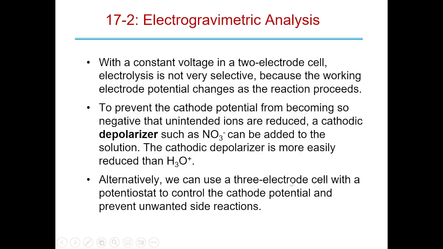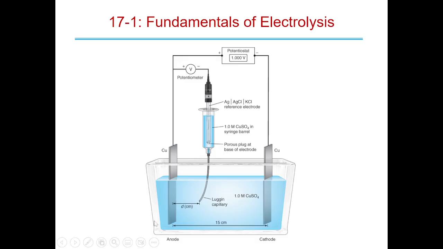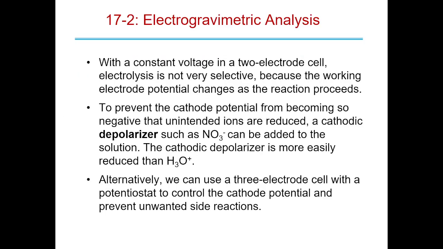Alternatively, we can use a 3-electrode cell with a potentiostat to control the cathode potential and prevent unwanted side reactions, which is the one I showed you before, right here. And that's why most of these systems are set up like that. Okay? This allows you to control that and change over time. Okay? Remember, you're going to be changing concentrations, right? And so your voltage you need changes as you do this. It also changes because of polarization at the cathode.